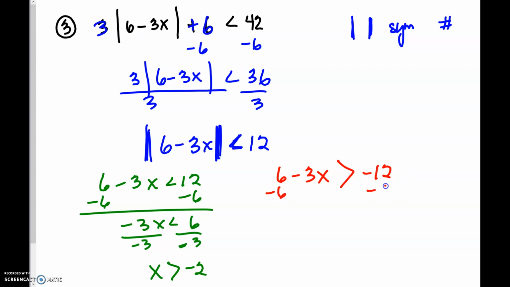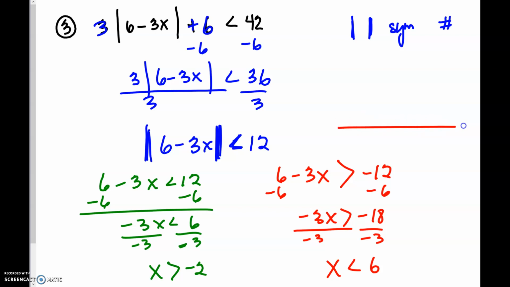So now we're going to subtract 6. So negative 3x is greater than negative 18. We're going to divide by negative 3. So remember, when you divide by a negative, we need to flip that sign, and negative 18 divided by negative 3 is a 6. All right, now let's go graph this.